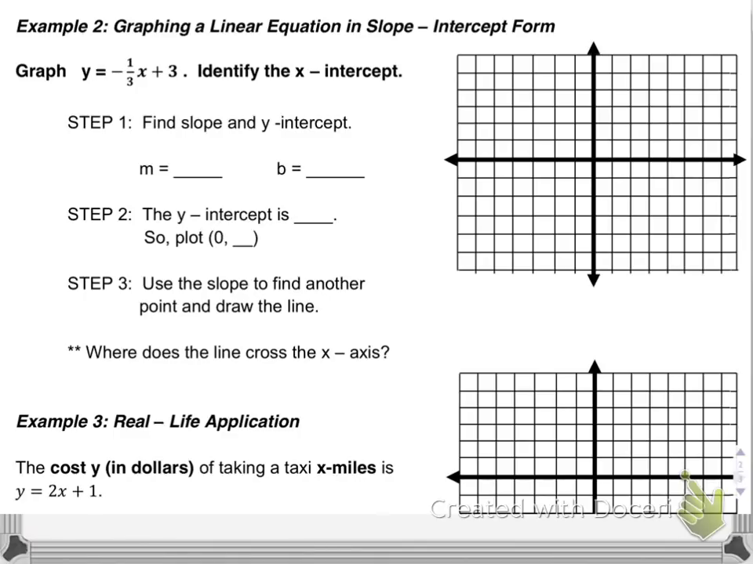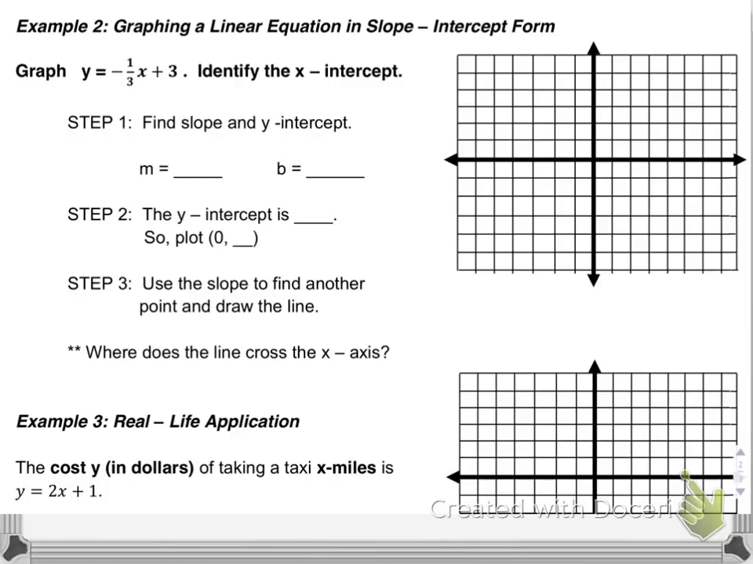It says graph y is equal to -1/3 x plus 3, then identify the x-intercept. So two things we've got to do. Let's graph it first. Now, what we've been doing before is to use this xy table. You don't have to do that anymore. There is now a shortcut.